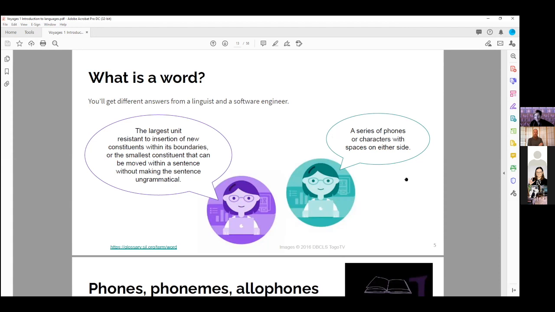if you ask a linguist, the largest unit resistant to insertion of new constituents within its boundaries, or the smallest constituent that can be moved within a sentence without making the sentence ungrammatical. I don't know about you, but I would have to read that at least 3 times. And even then, I'm not quite sure that I grasp its meaning all in one go. It's actually a very specific, tight, discipline-specific, beautifully structured and really precise definition. But to an engineer, it's really hard to actually implement that.